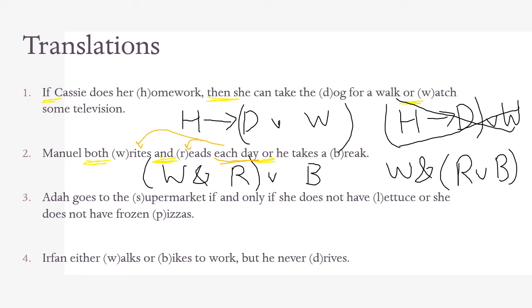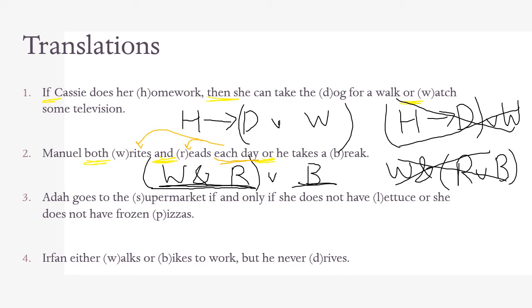We call it a disjunction because it's an either or. And so you have two possibilities. Either Manuel is writing and reading, or Manuel is taking a break. And so we would probably keep it written this way and not this way, because it seems to capture the way in which we're saying that Manuel is both writing and reading each day, or he takes a break, one or the other. So that's a disjunction statement. So we want to have the wedge outside the parentheses and move that way.